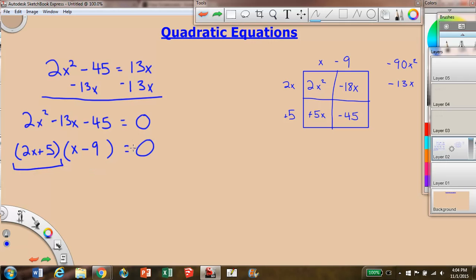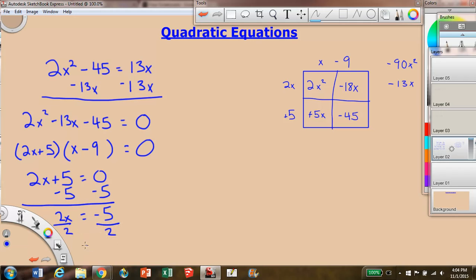So what that means is that one of them must be equal to 0. So what I'm going to do is set them both equal to 0 and solve. What would x have to be for 2x plus 5 to be 0? Well, we'll just solve this like a regular equation. Subtract 5 from both sides, 2x equals negative 5, divide by 2, and x is equal to -5/2.